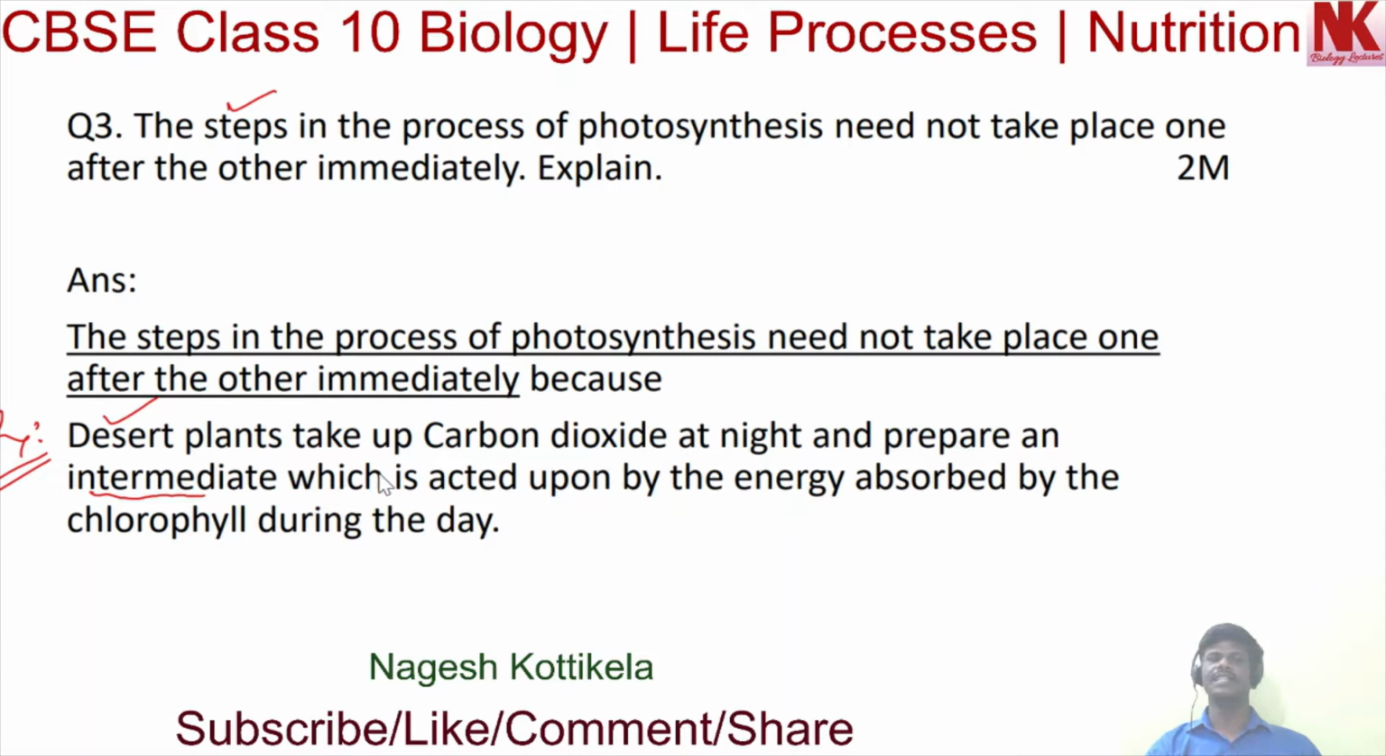So this is a different situation. In other plants, carbon dioxide is taken at daytime. During the daytime, plants take up carbon dioxide. But in desert plants, carbon dioxide is taken up at night to prepare intermediate compounds, which are acted upon by the energy absorbed by the chlorophyll during the daytime. So this is how the steps in the process of photosynthesis need not take place one after the other immediately. Now, moving to the next question.